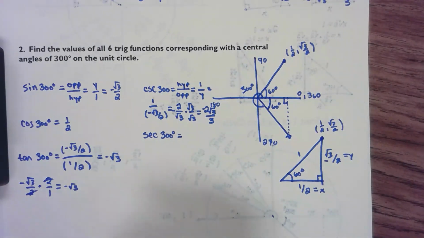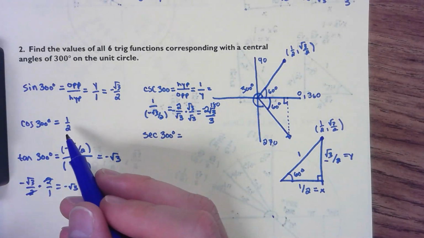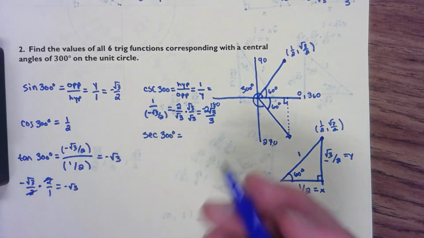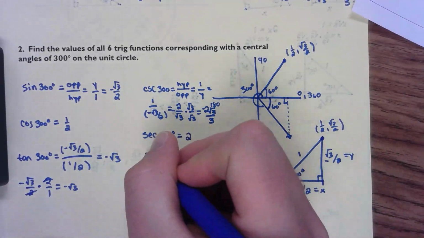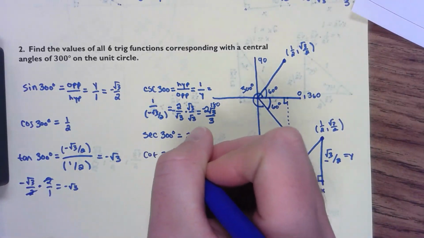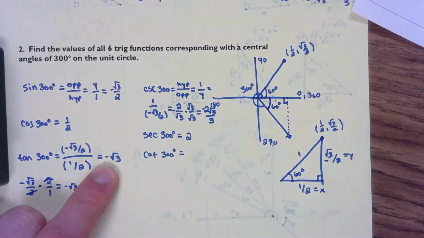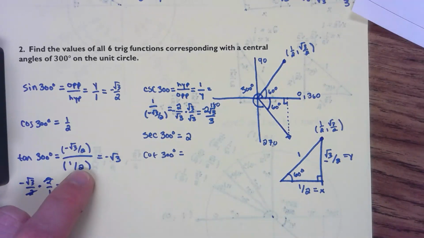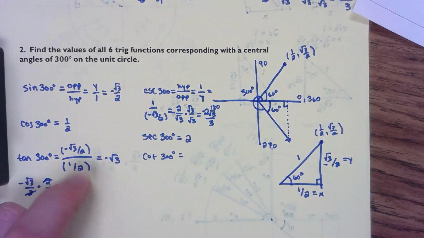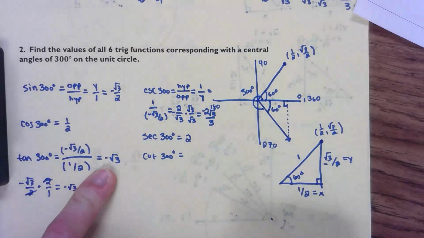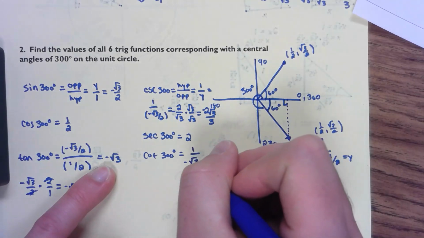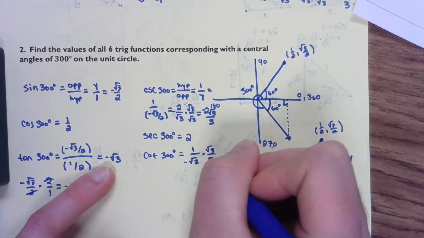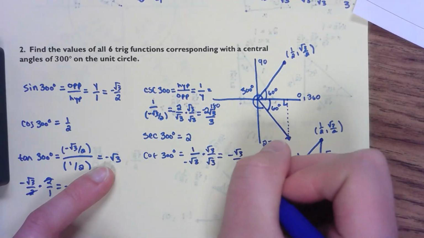Then secant of 300 is 1 over x, or I can just take the reciprocal of what I got for cosine, reciprocal of 1/2. It's just 2. And then cotangent of 300. In this case, I'm going to use the reciprocal of negative root 3 rather than doing this x over y or adjacent over opposite, because that's just going to save me a little bit of simplifying. So negative root 3, the reciprocal of that is 1 over negative root 3. And I need to multiply by root 3 over root 3. So we get negative root 3 over 3.